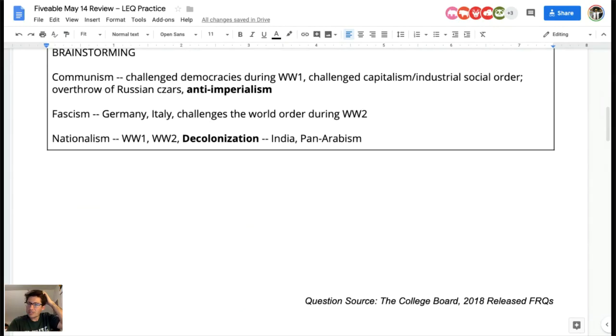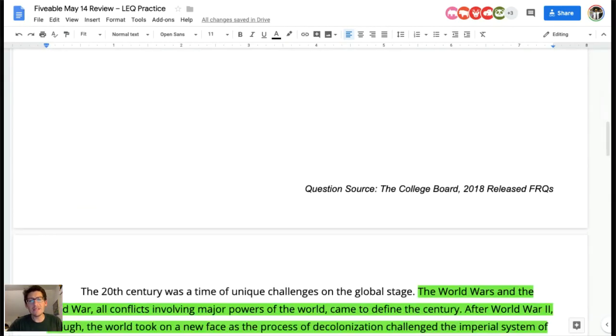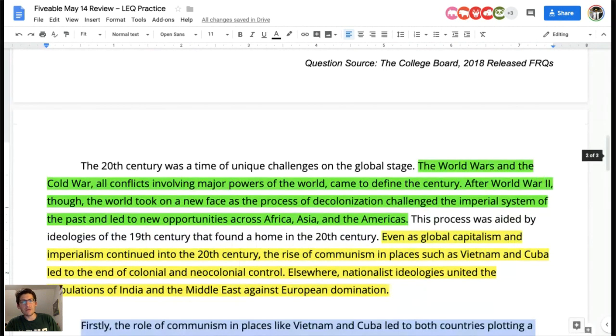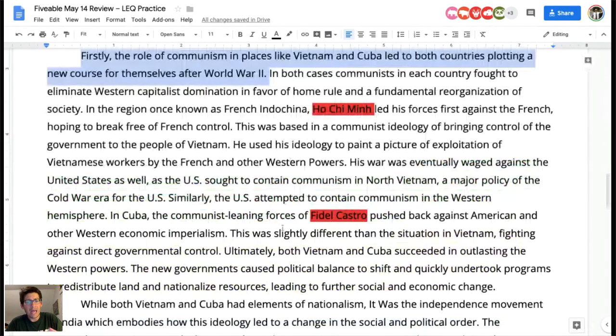The challenges to the existing social and political order and the processes. So I'm using causation. I'm using change and continuity over time. And if I had a chance to write that last paragraph, I'm even comparing Vietnam and Cuba. So here I have some compare and contrast. So those are historical thinking skills.